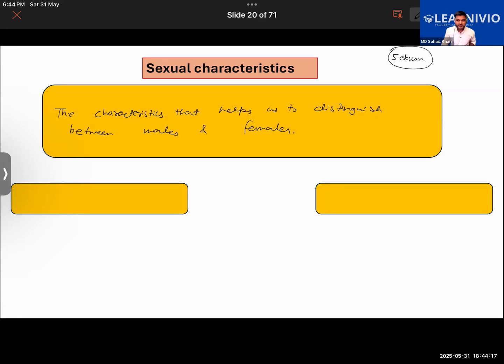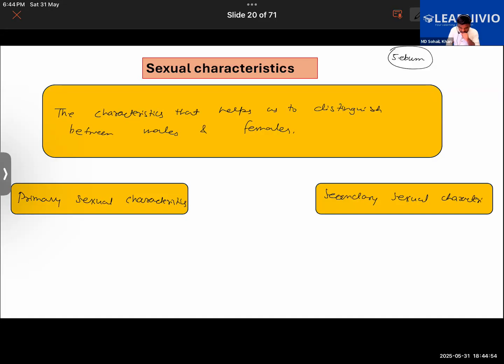The sexual characteristics are basically those characteristics that help us distinguish between the male and the female. They help us differentiate between the males and the females. Further, these characteristics are categorized into primary sexual characteristics and secondary sexual characteristics.